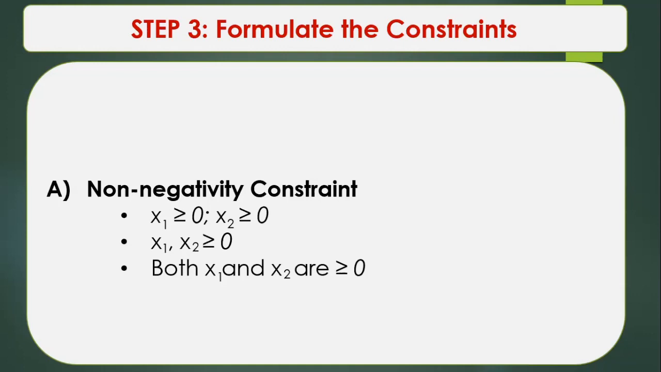Now, this means that if the company decides to stop the production of both products, then the quantity of both products is 0, right? So that would be equal to 0. Or if the company decides to manufacture any amount of both products, then the quantity of both products will be greater than 0. Okay?